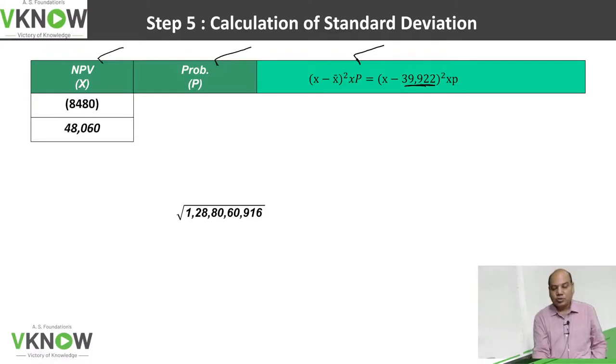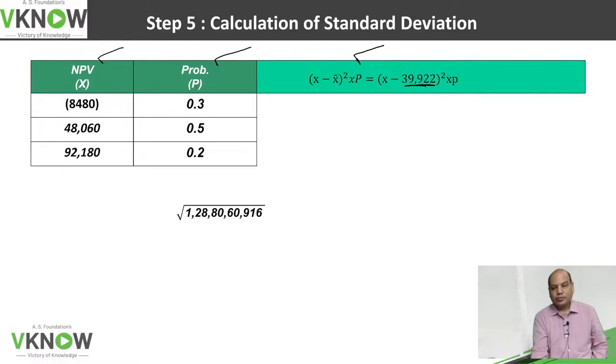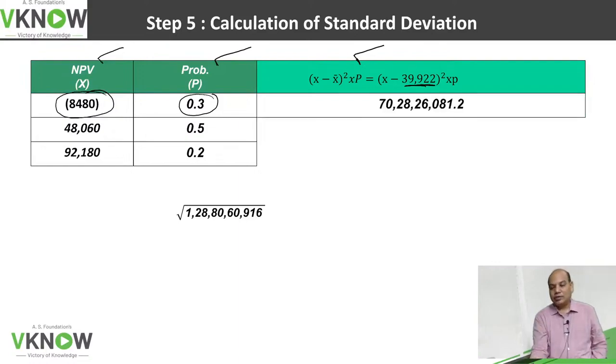Okay, and there are three possible NPVs. Please write, there are three possible NPVs: 8480, 48060, 92180, with the following probabilities: 0.3, 0.5, 0.2. Now what you do on your calculator, first you type minus 8480 minus 39922 into equal to into 0.3. So you will get the answer like this, something very big number, 70 crore 28 lakh 26,081.20.